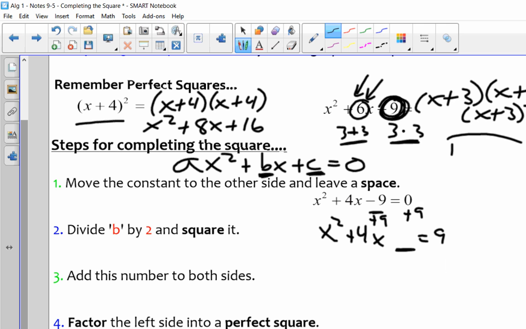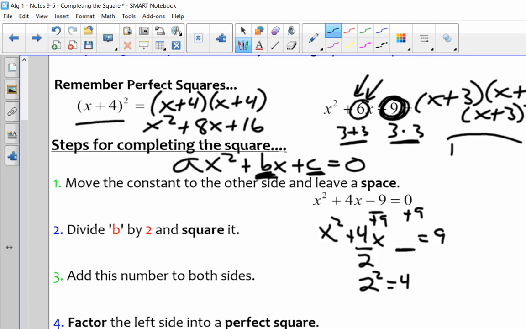Pretty easy. Step two, and this is the most critical step. If I don't do this one right, the rest of the problem is messed up. I'm going to divide b by 2. Now remember, b is the middle term value, so the middle term value is 4. 4 divided by 2 gives me 2. Write it down. The second part of that step is to square it. Not square root it, square it. 2 squared is 4, okay?